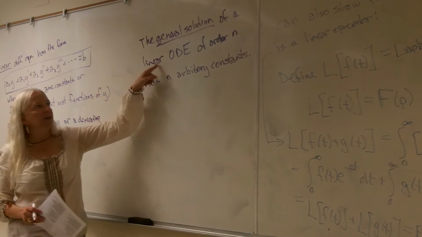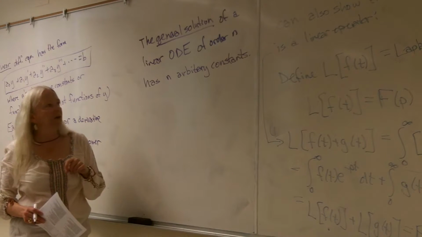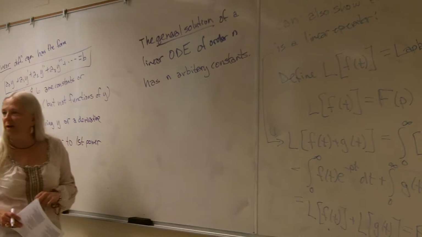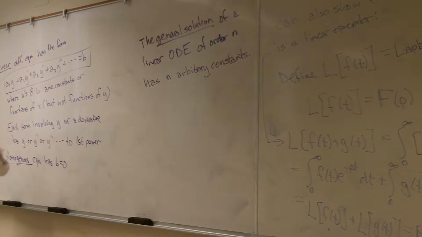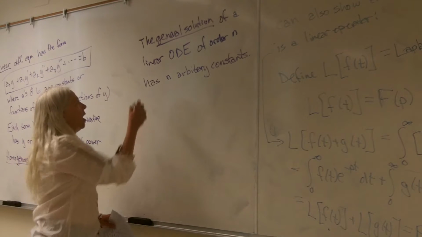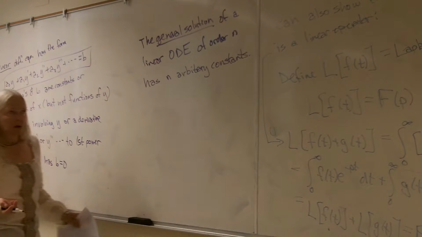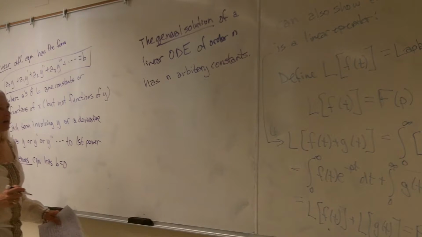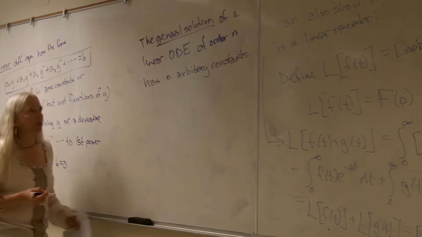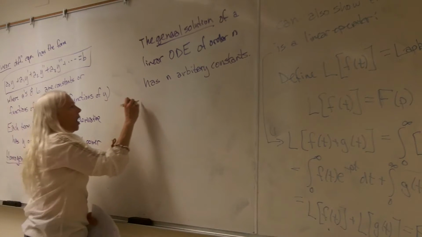So if it's an nth order linear ordinary differential equation, there are n arbitrary constants in the solution. For example, if it's a second order linear ordinary differential equation, there will be 2 arbitrary constants in the solution. And so the general solution, we know, should contain that many constants. That's a good thing to keep in mind as we're solving them.